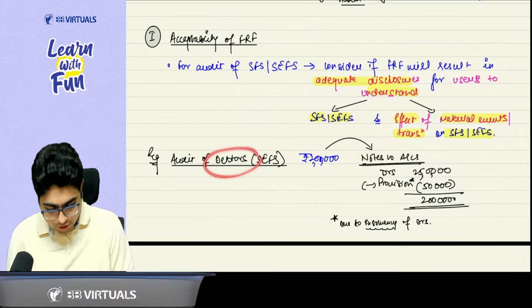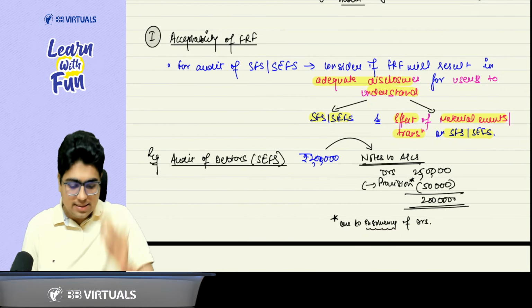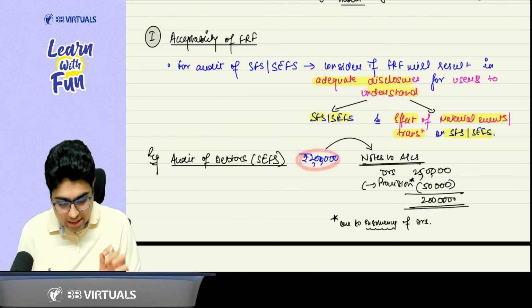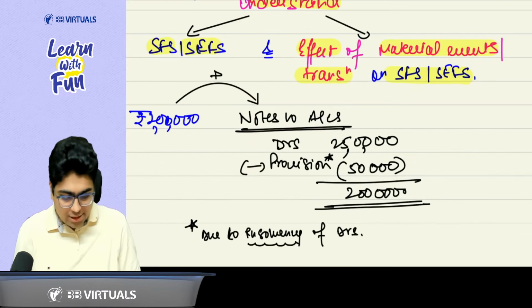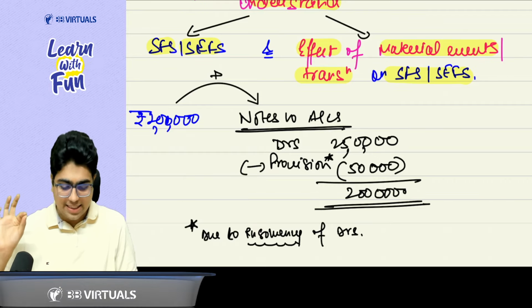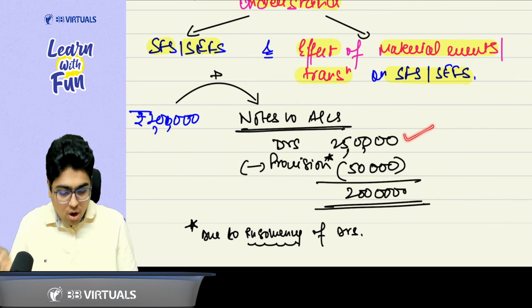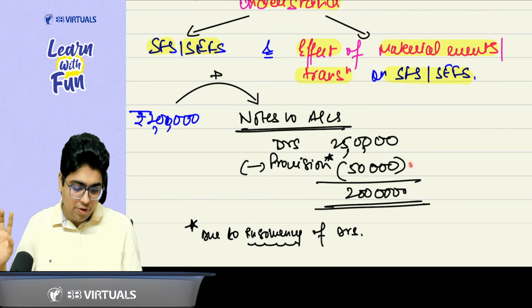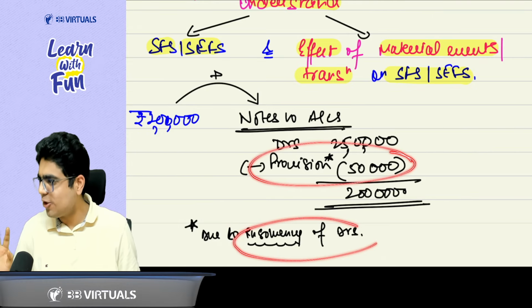If you are doing the audit of debtors, in the financial statements, debtors amount should be there. Plus, there should be disclosure. There should be notes to accounts which disclose that the debtors are not 2 lakh rupees. They are 2,50,000. On that, we have created a provision of 50,000. Why you have created a provision? Due to insolvency of debtor.